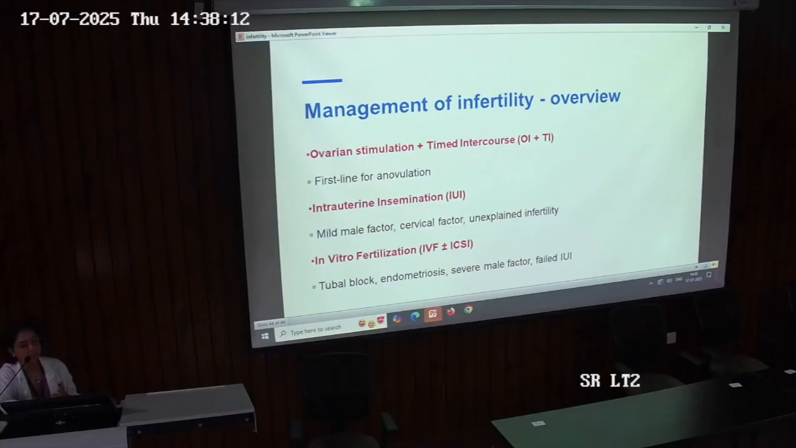So management includes ovarian stimulation with timed intercourse, the first line treatment in cases of anovulatory infertility. IUI is basically indicated in cases of mild to moderate male factor infertility, chronic cervicitis, cervical erosions, or if we are suspecting anti-sperm antibodies, and unexplained infertility, where the first line therapy is intrauterine insemination. IVF is for tubal factor infertility, stage 3 and 4 endometriosis, severe male factor infertility, and after failure of 2 to 3 cycles of IUI.